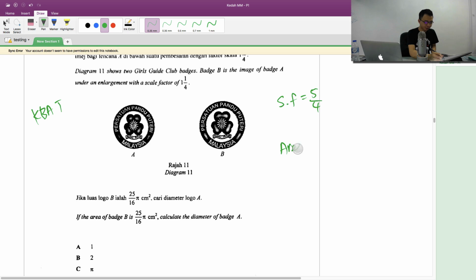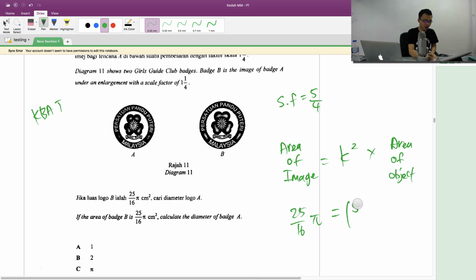area of image equals scale factor squared multiplied by area of object. This is the formula of enlargement. So I have my area of image here because it said badge B. So it's 25 over 16 pi. And we have our scale factor which is 5 over 4 squared, so equals to area of object.